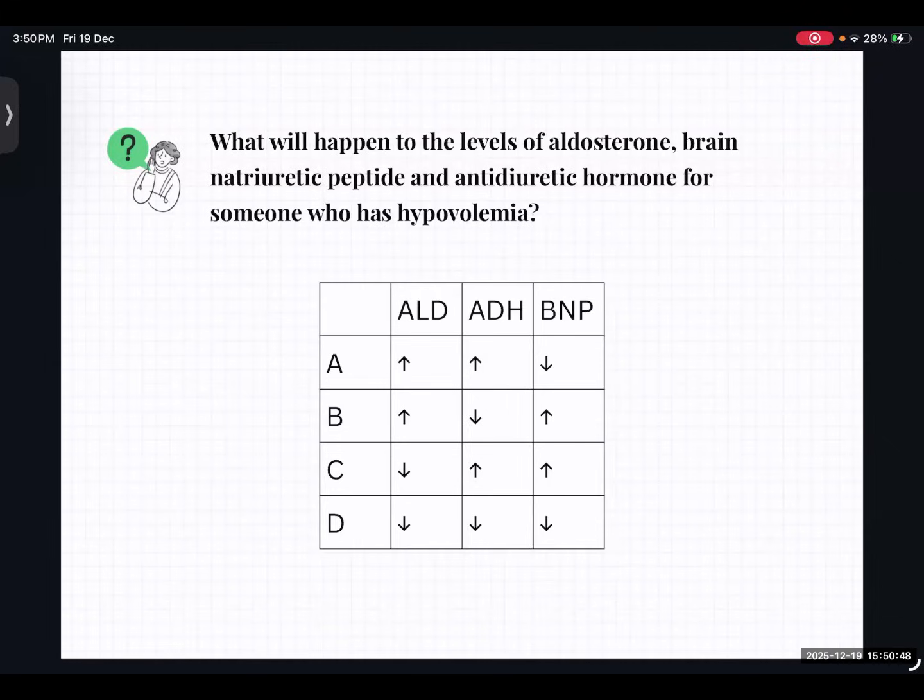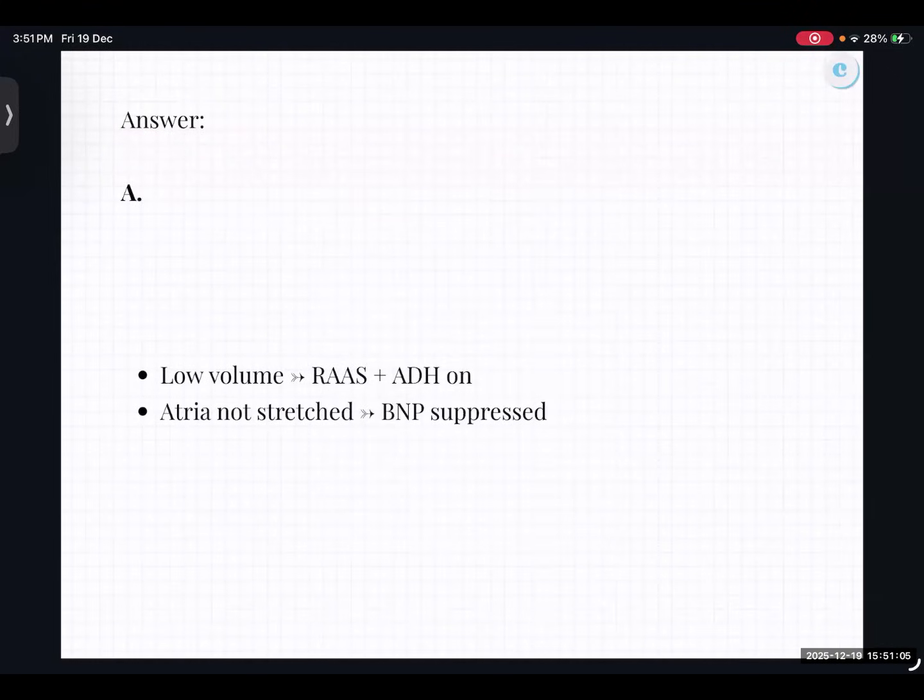This one came in the previous questions. Okay, you guys are right. It is A. Aldosterone and ADH are going to be increased because we do have hypovolemia, and I think that is very much established.